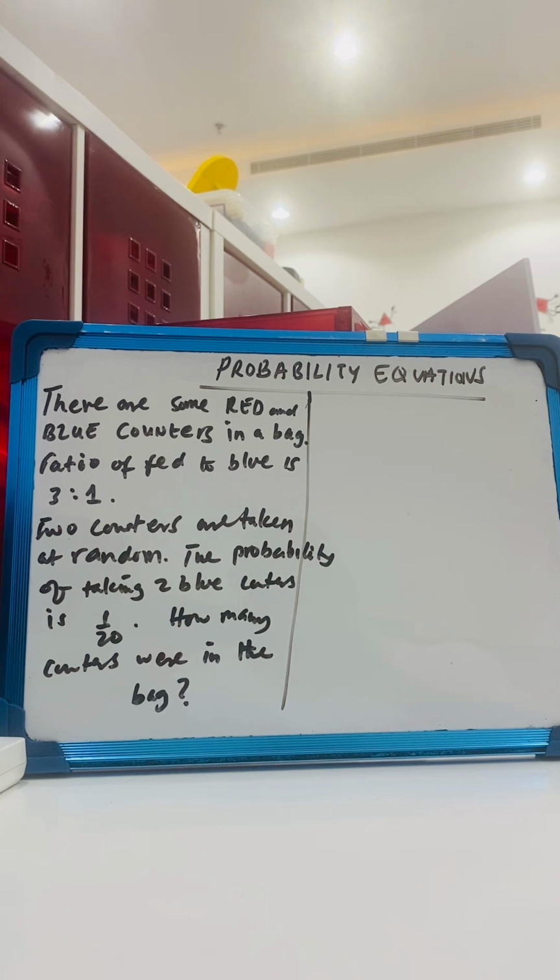So in our first example, it says there are some red and blue counters in the bag. The ratio of red to blue is 3:1. Two counters are taken at random. The probability of taking two blue counters is 1 out of 20. Now we have to find how many counters were in the bag.